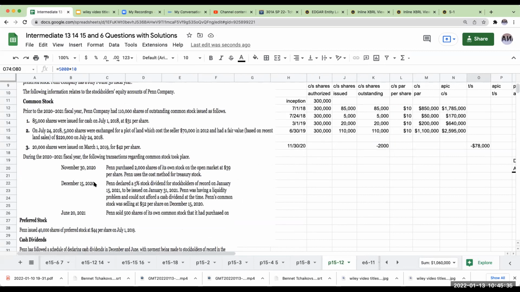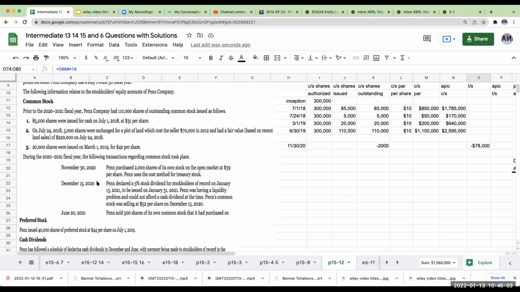Okay. So on December 15th, we declared a 5% stock dividend for stockholders of record on January 15th to be issued on January 31st. Penn was having a liquidity problem and could not afford a cash dividend at the time. Their common stock was selling at $52 per share on December 15th. Now, the first thing I'm going to tell you is there's a problem where you would not go through and do a stock dividend in this situation.